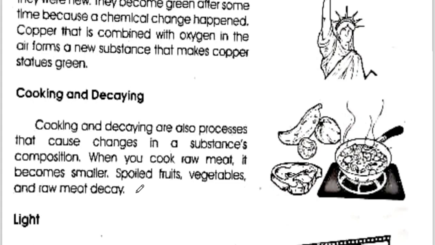For example, fresh fruits will turn into spoiled fruits, or the vegetables and raw or any meat. When they decay, the chemical will change. It cannot be eaten anymore.